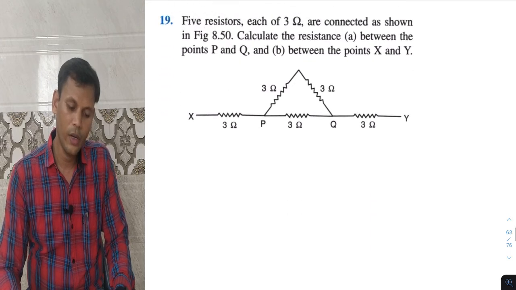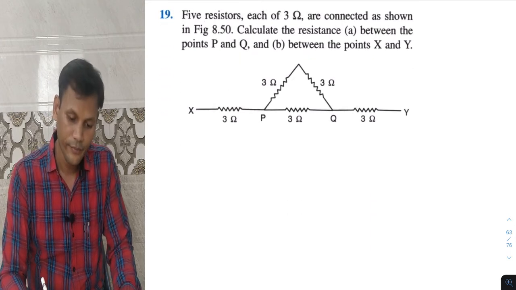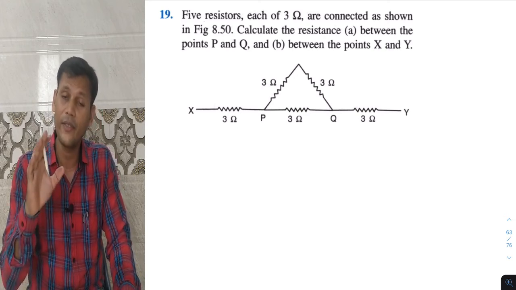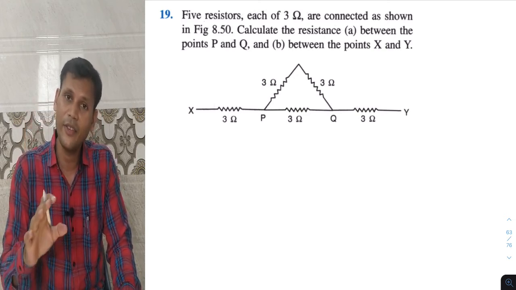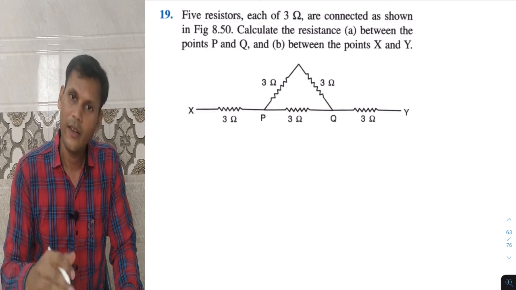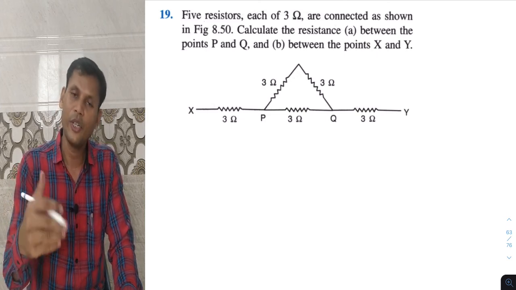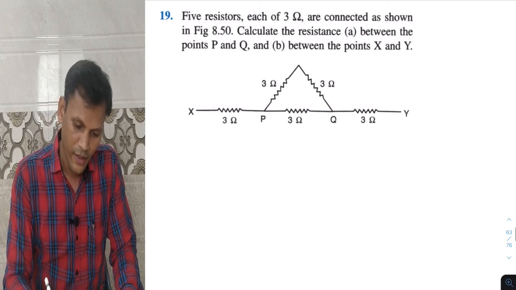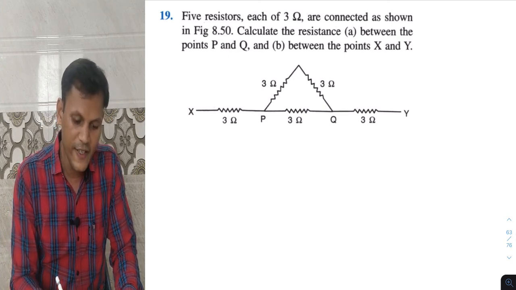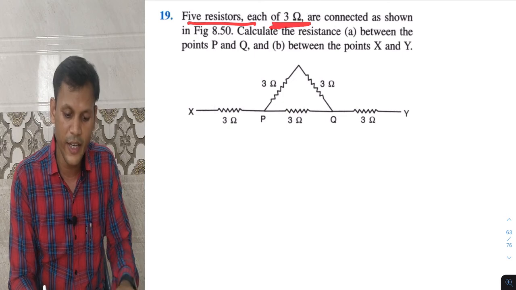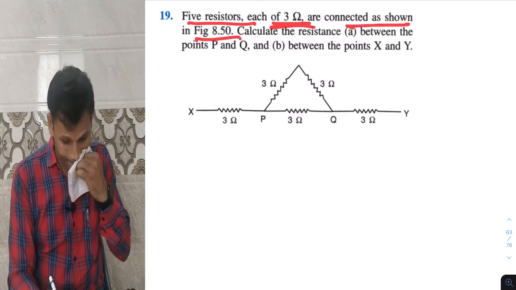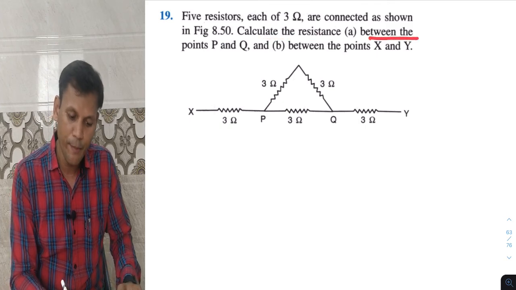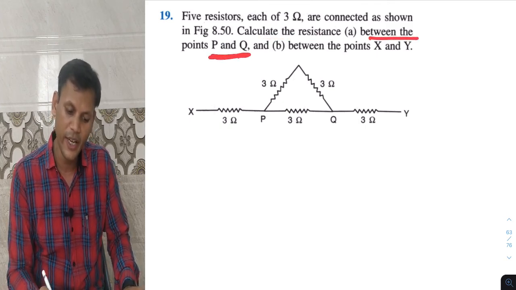Okay, now the last sum for this video lecture, question number 19. The remaining sums we will do in the next video. Question number 19. 5 resistors each of 3 ohm are connected in such a way. Calculate the resistance between the points P and Q and between X and Y.